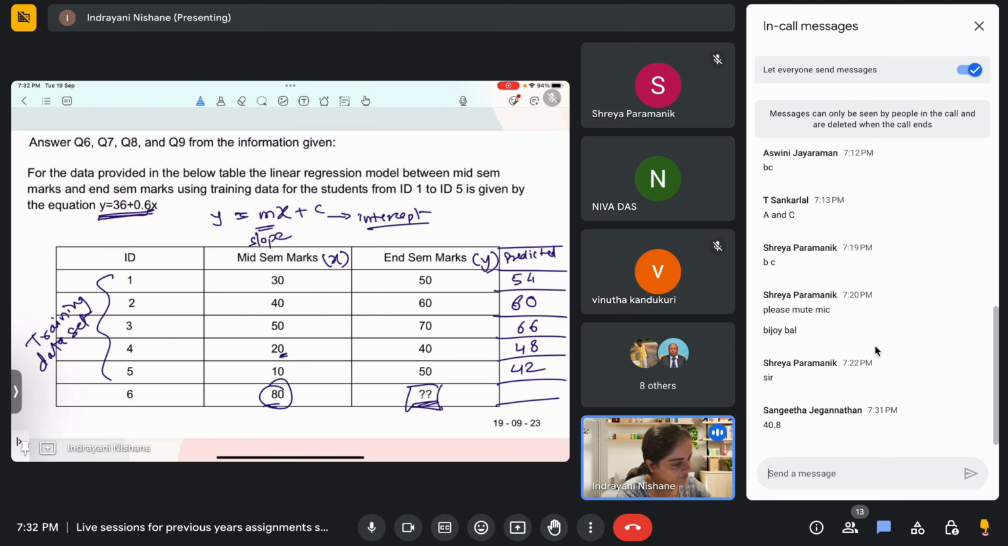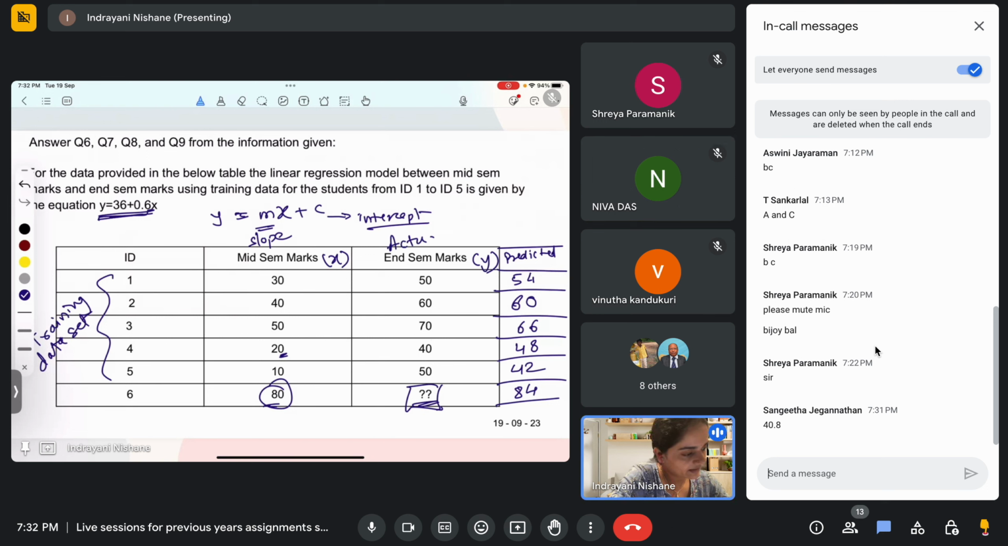And what is this last one value? 0.6 multiplied by 80. 0.6. 48 plus 36. Yeah, 84. 84. Yeah. So we have this column of actual values, right?